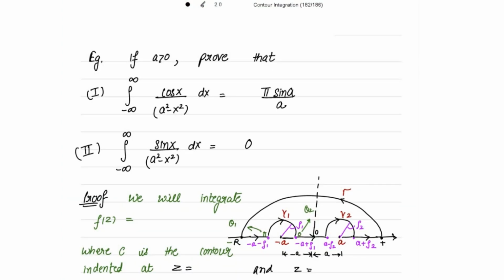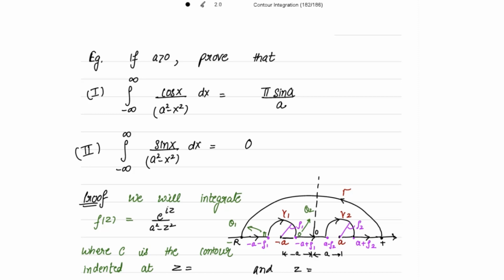Now because I have cos x and sin x in the numerator, I have to change them into e to the power iota z. Here m is equal to 1. So we will integrate the function f(z) equal to e to the power iota z over a squared minus z squared. This function we have to integrate.